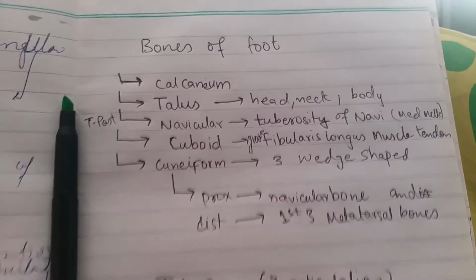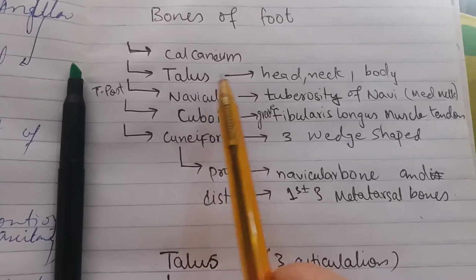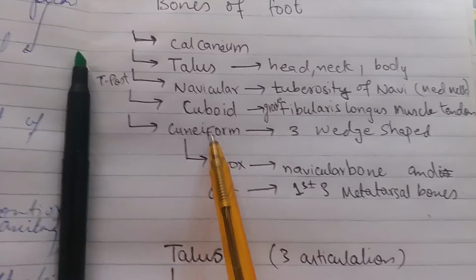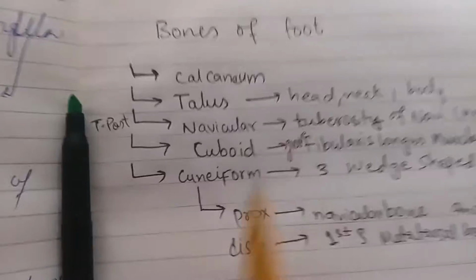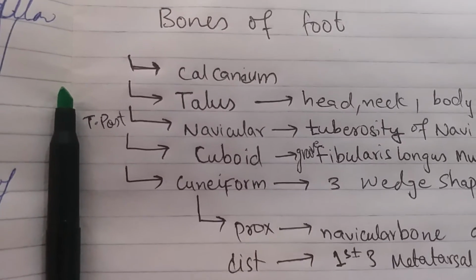Today the topic is bones of the foot. These are the bones of the foot: calcaneum, talus, navicular, cuboid, and cuneiform. Now, first of all, we will talk about the calcaneum. Where exactly is the calcaneum present?